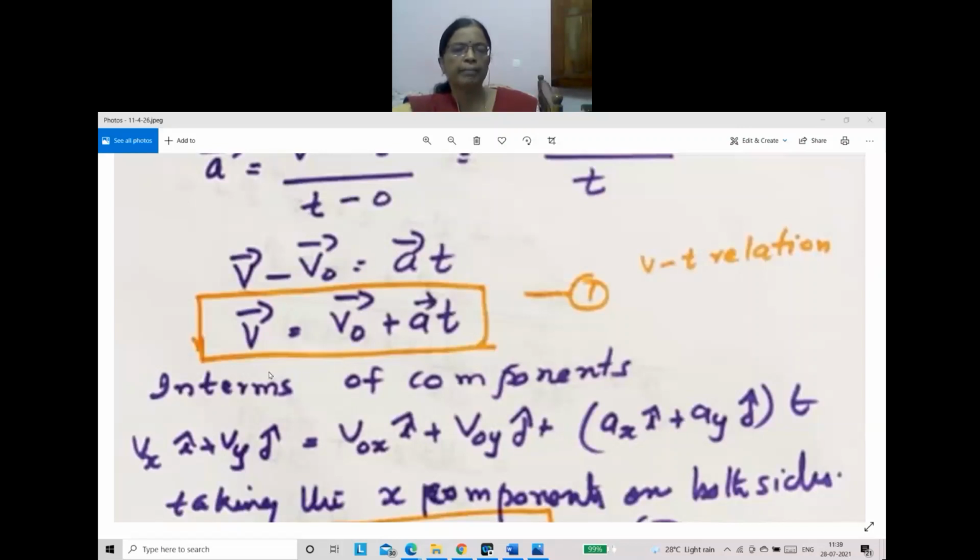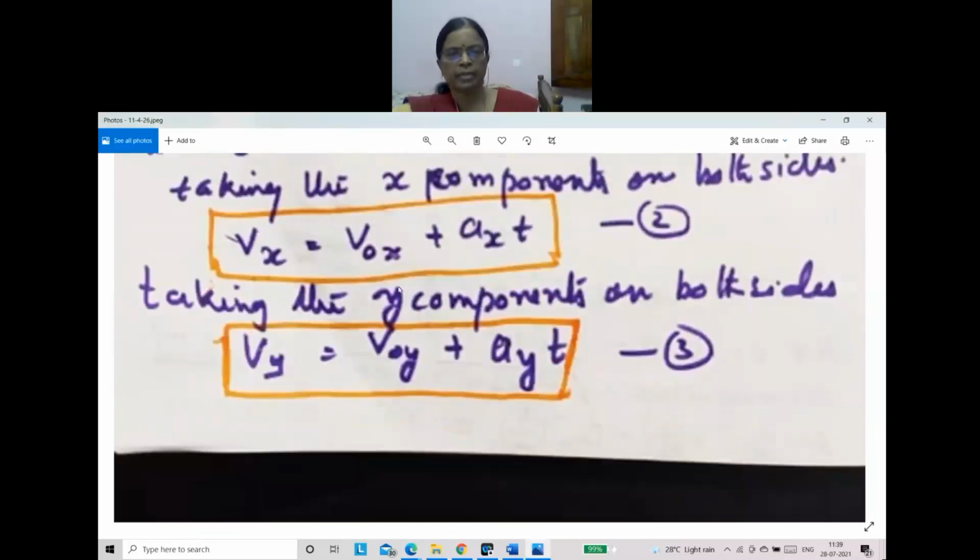Tell the y component of velocity looking at this equation. Vy equal to V0y plus ay into t. Very good. That's the way to tell the x component and y component. You are knowing this equation: x component of velocity Vx equal to V0x plus ax into t. Y component of velocity Vy equal to V0y plus ay into t. That's all. So like that we have written the components.